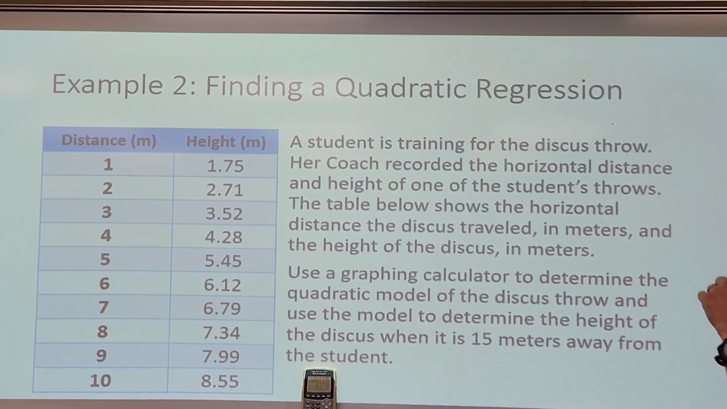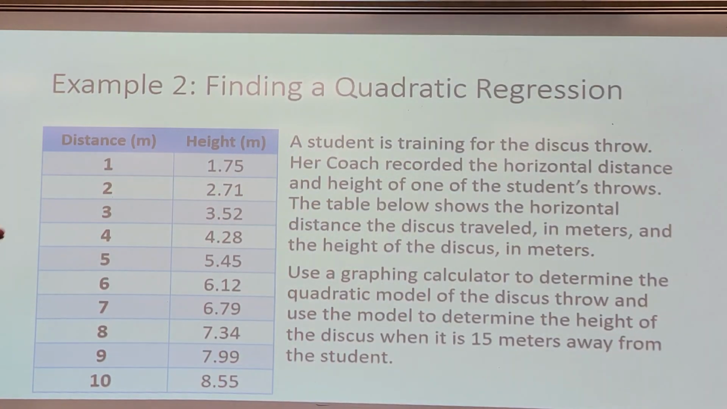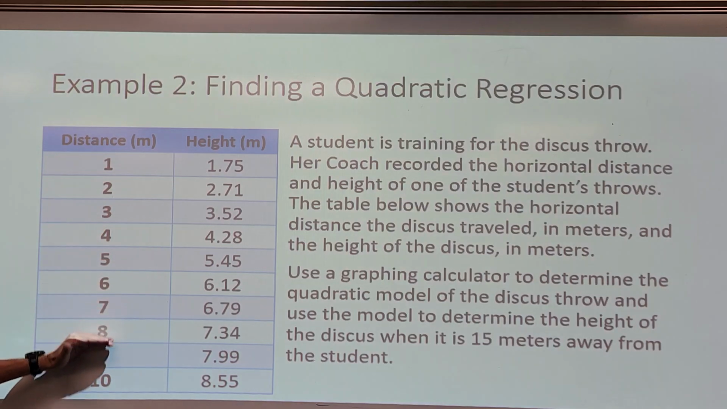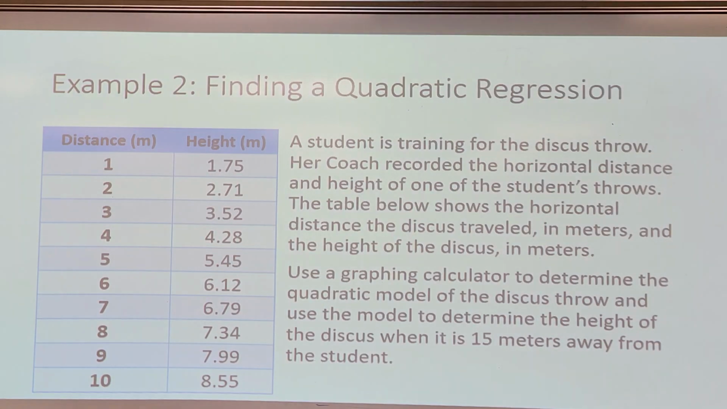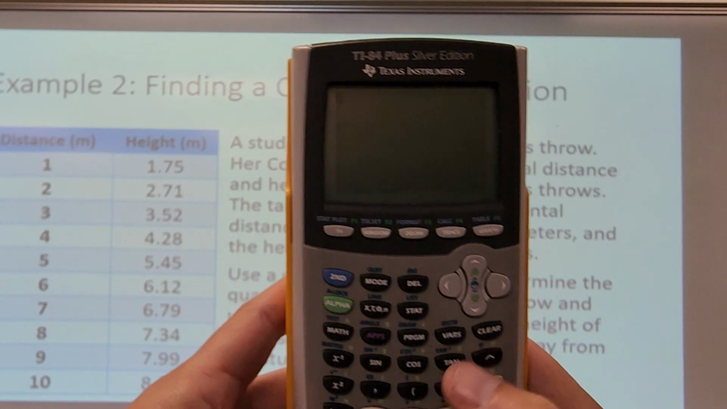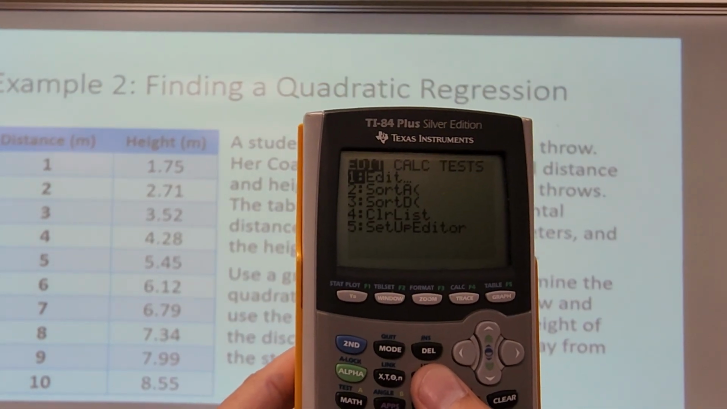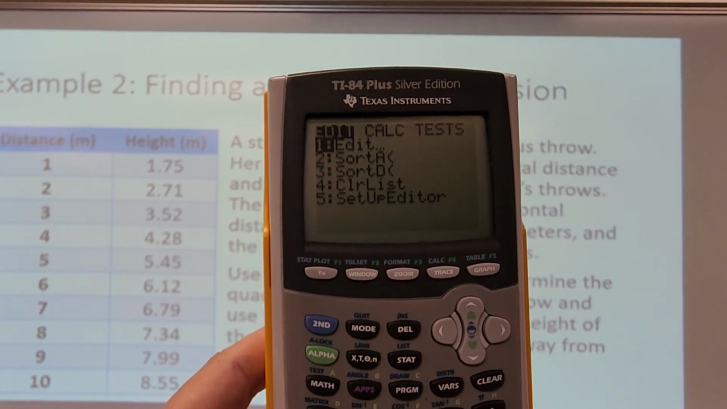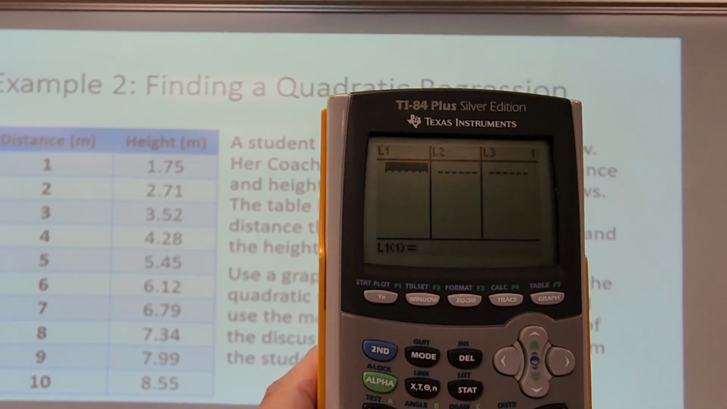So here's a situation where someone is going to throw the discus, and we're going to record the distance in meters horizontally versus how high the disc actually goes along that trajectory. What we're going to do is use a list function in the calculator, which is a little bit hard to manage. We're going to use this stat button right here. In that stat menu, you should be able to edit your lists. When you press stat, the first thing on the list is edit. And we're going to enter all of those values that they give us in that table.